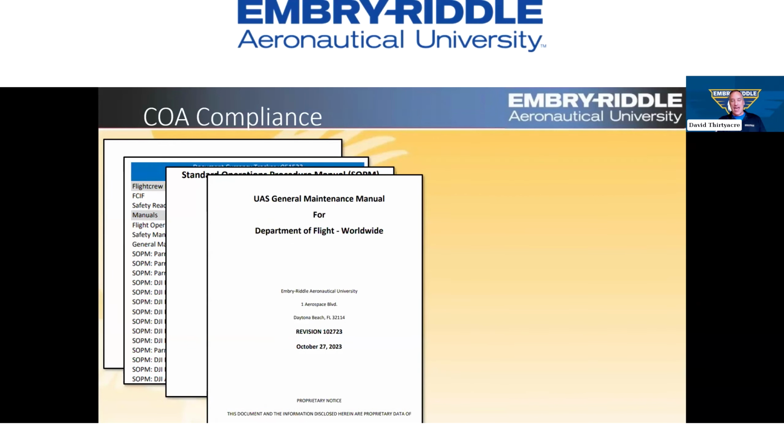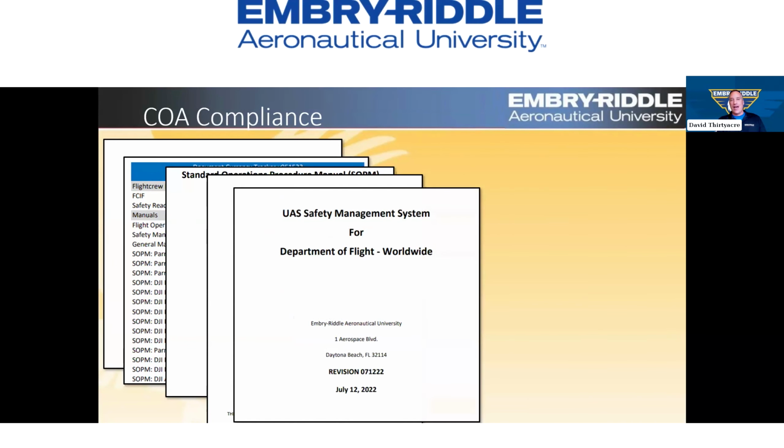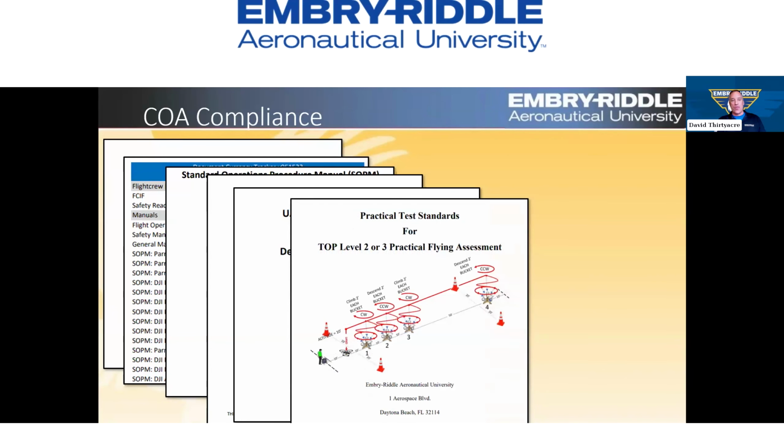Then you have to get into maintenance. How are you going to handle maintenance? Because there's requirements for that. Who can do what with the aircraft? It mentioned you have to do safety risk assessment. You don't necessarily have to have an SMS, but here's our SMS that goes along with that.